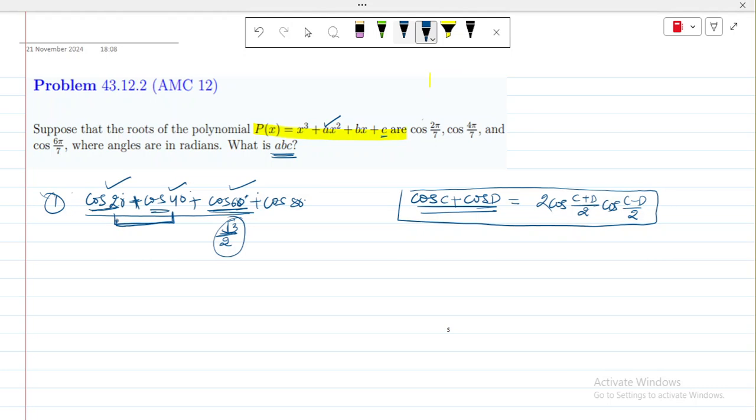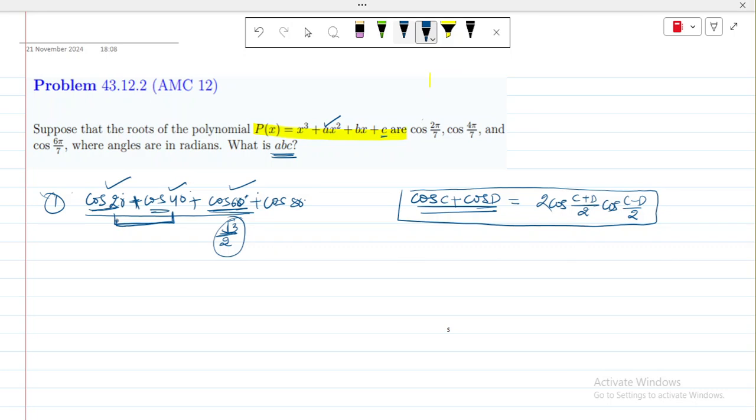So this will become what? Cos 20 plus 40, so you can write 20 plus 40, 60 by 2, 30. So it becomes 2 multiply cos 30. And 40 minus 20, you can write cos 10. Plus root 3 by 2 plus cos 80. Like that you can solve.